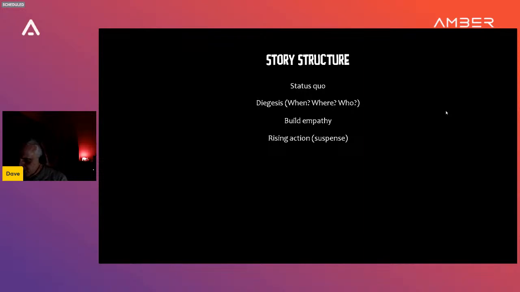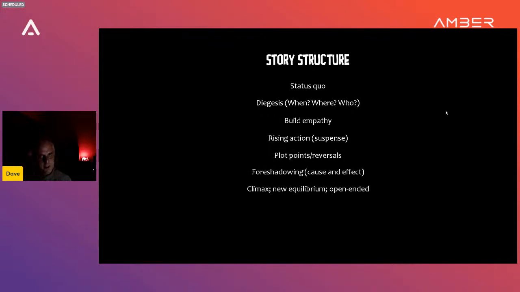The building anticipation, the rising action, that suspense. Again, utterly critical that we are in full control of this. And then we can just plop in those turning points and reversals, which is key. It's like a little roadmap for us along the rising action, creating a chain of cause and effect.